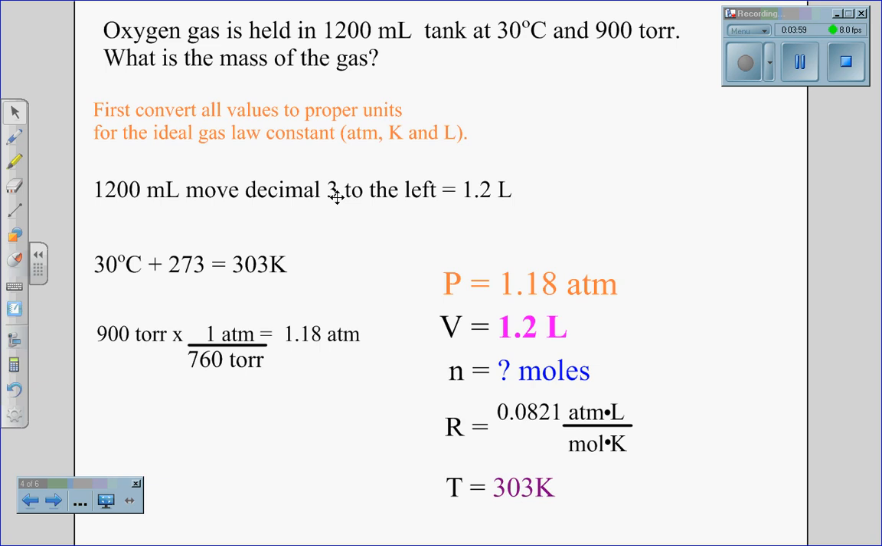1200 milliliters, we move the decimal 3 to the left and get 1.2 liters. 30 degrees Celsius, we add 273 to get 303 Kelvin. And we convert 900 torr to atmospheres by multiplying by 1 atmosphere over 760 torr for a 1.18 atmosphere value. So therefore our pressure was 1.18 atmospheres. Our volume is 1.2 liters. Our mole value is what we're looking for in this case. R is always the same, 0.0821 atmospheres times liters divided by moles Kelvin, and our temperature is 303 Kelvin.